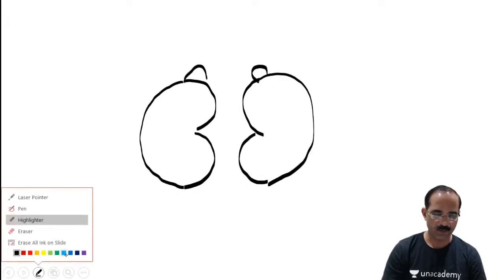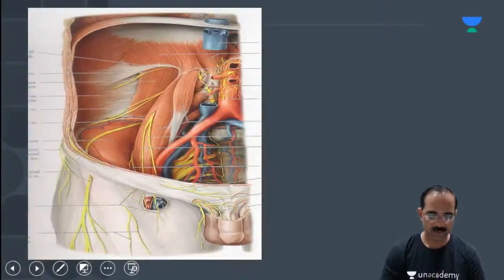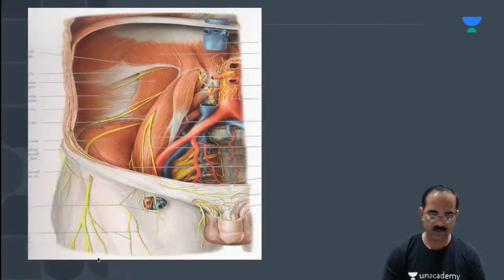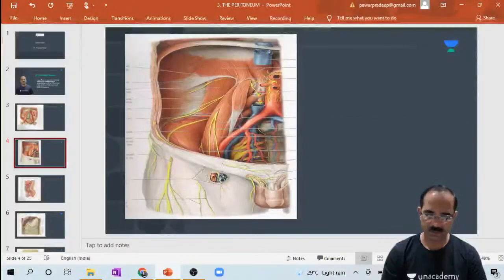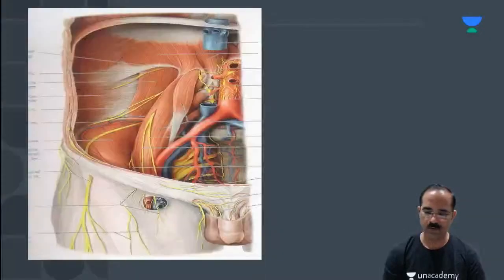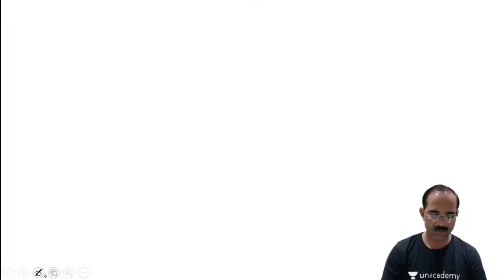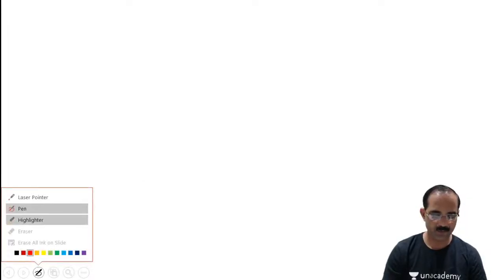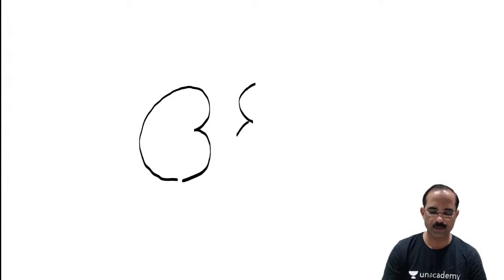Now quickly tell me, the right kidney is anteriorly related. Just one moment. Okay. I'll draw with the same color now. Look. Okay, so that's the right kidney, that's the left kidney.